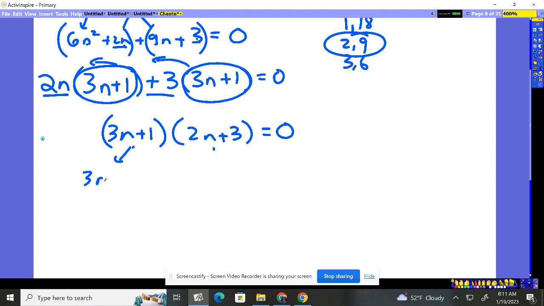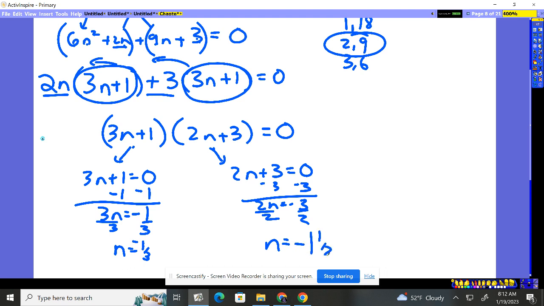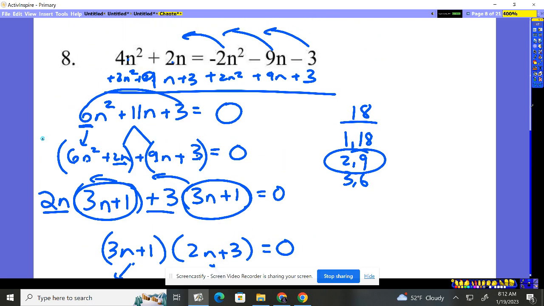So I'm simply going to say, what would make him 0? And let's also look at what would make him be 0. So I now subtract 1, 3n is equal to negative 1, divide by 3, negative 1/3 would be one solution. Subtract 3, 2n is negative 3, divide by 2, negative 1 and 1/2 is the other solution. Those are the 2 solutions that will make this problem above true. If we plug those n values in, it's going to make that guy true.